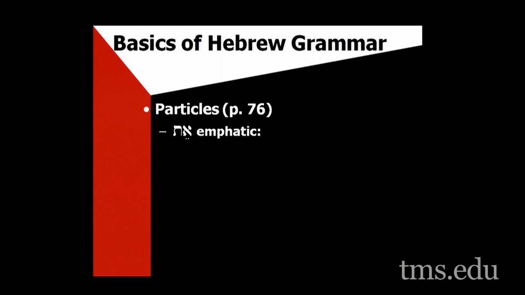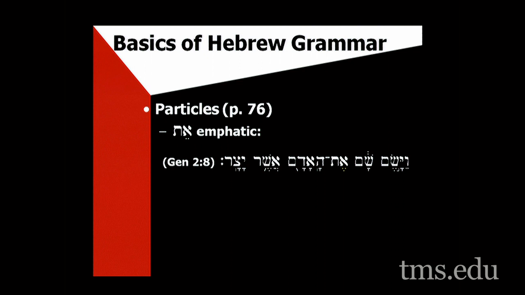Particles. We talked about the eth being emphatic. I want to show you an example. Genesis chapter 2, verse 8. Here you have vayasem sham. So he, it's God by context, placed there the man, eth ha'adam, asher yatzar, whom he had formed. Now, this is in chapter 2, verse 8.